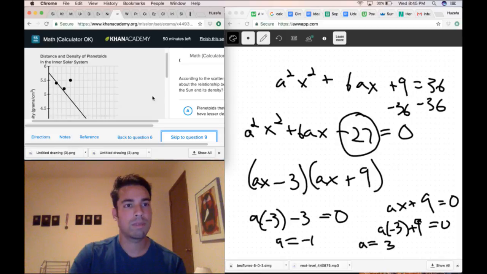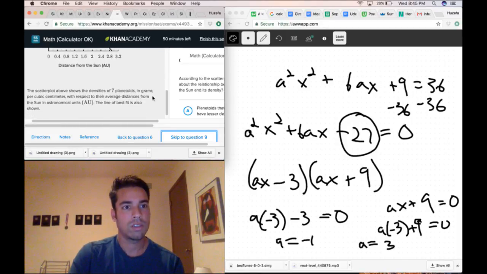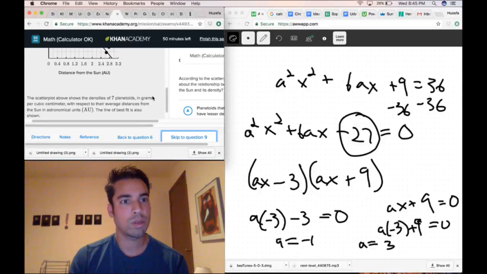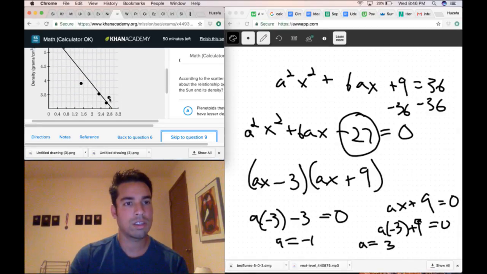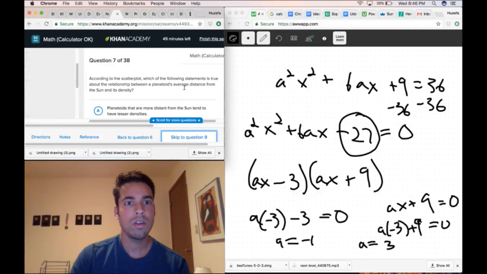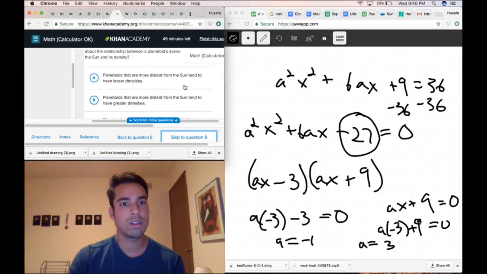Okay. This is a two-part thing. Distance and density of planetoids in the inner solar system. So there's density and there's distance from the sun. It says the scatter plot above shows the density of 7 planetoids in grams per cubic centimeter with respect to their average distances from the sun. The line of best fit is also shown. So what it looks like here is as the distance gets larger, the density seems to drop.